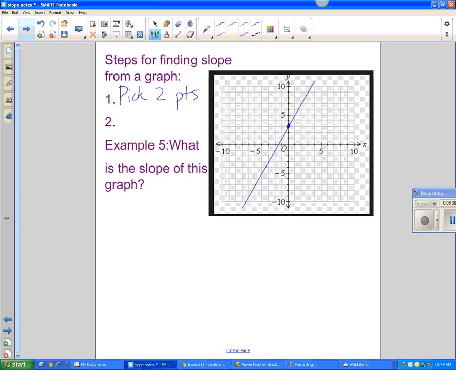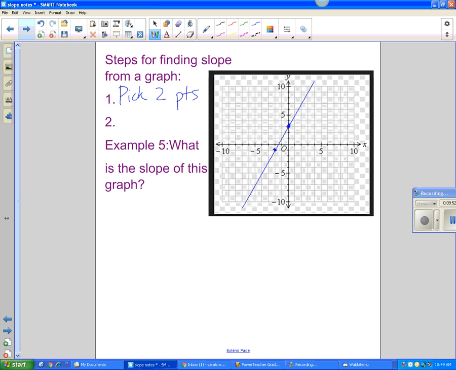But guys, look up here real quick. This right here is not a point because it's not at a cross, all right? Point's got to be at a cross. Julius, your head needs to be up, please. So 2 points. It doesn't matter which 2 you pick.